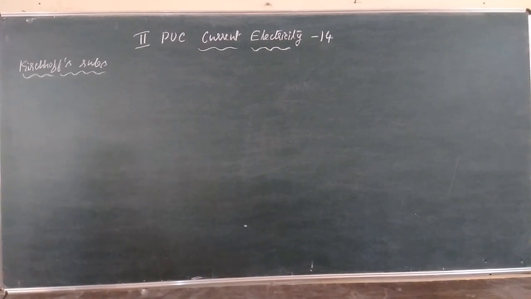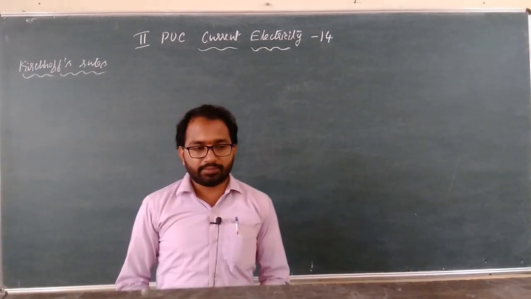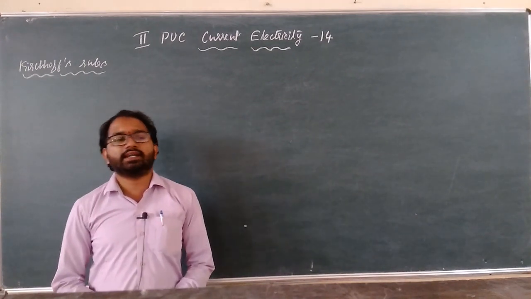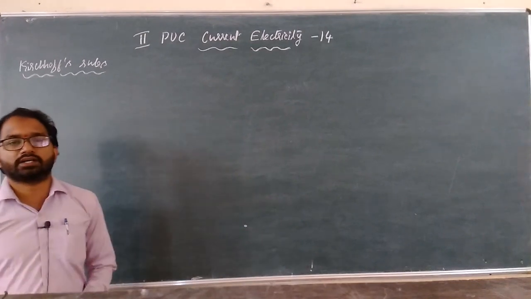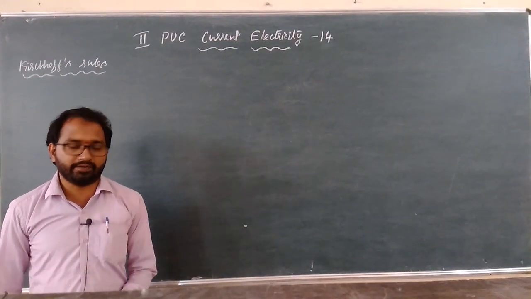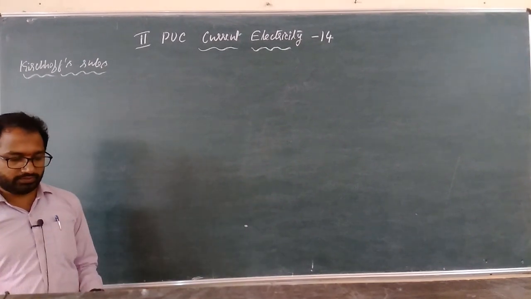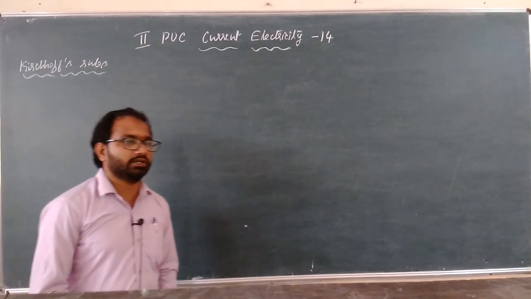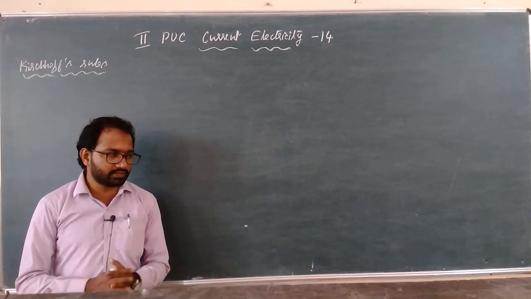So in this class we discuss Kirchhoff's rules. Sometimes in electrical circuits, the resistors and cells are connected in a complicated way. So to solve such circuits means to find out the currents in various branches and potential difference across the resistors.